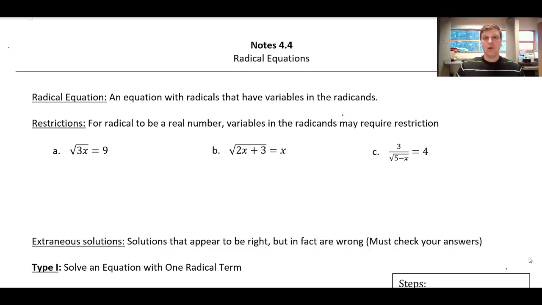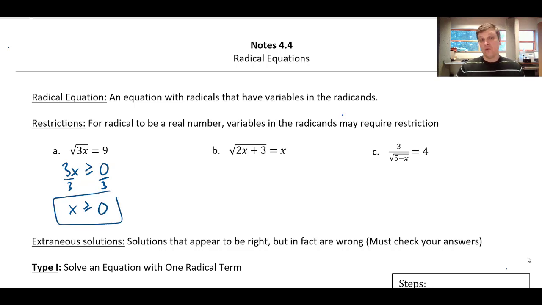Whenever we have a radical equation or expression and there's a variable in the radicand, if it's an even index, then the radicand can't be negative. So in this case, the square root of 3x equals 9. We're not going to solve that right yet, but just to point out that the restriction there is that 3x must be greater than or equal to 0, which is basically just saying that the radicand cannot be negative. And of course, we can divide both sides by 3 to say that x must be greater than or equal to 0. X itself cannot be negative.